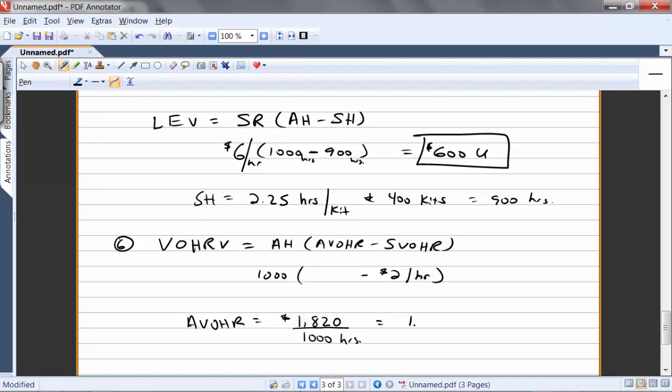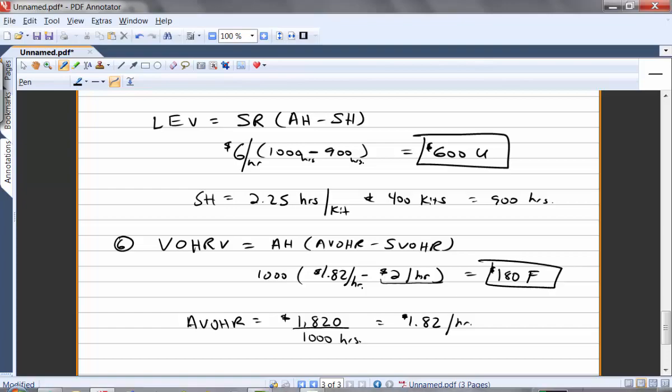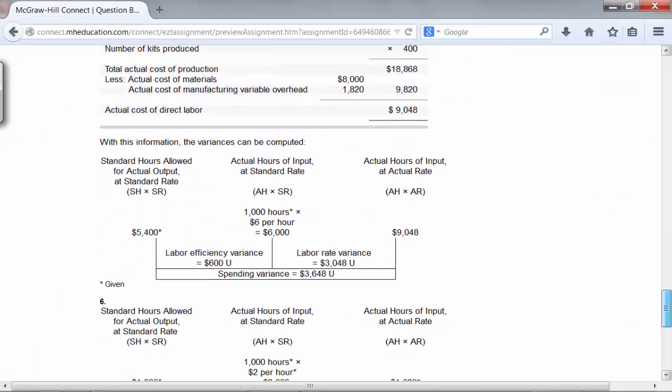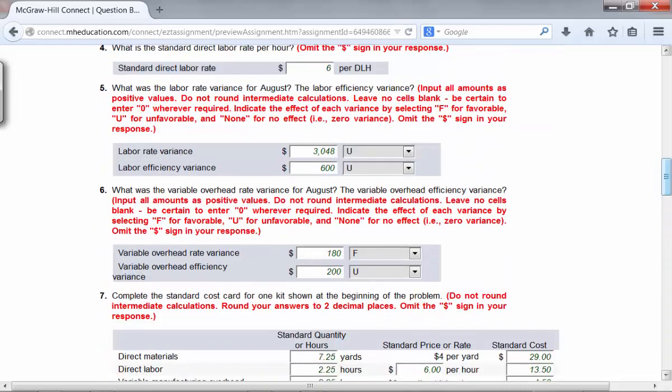Right? So that $1.82 per hour is the actual variable overhead rate. We were incurring overhead this month at a rate actually of $1.82 per hour. The standard calls for $2 per hour. So we're able to do better than the standard. So this is going to be a favorable overhead variance. 1.82 minus 2 times 1,000, negative 180. $180 favorable variable overhead rate variance. And we can check and make sure that's correct. Yes, right here.